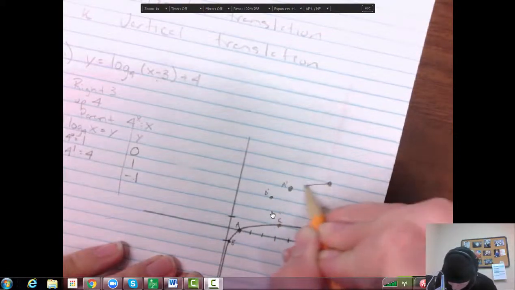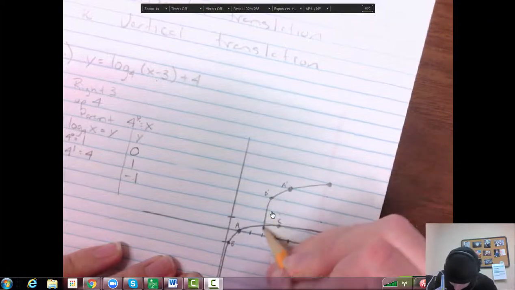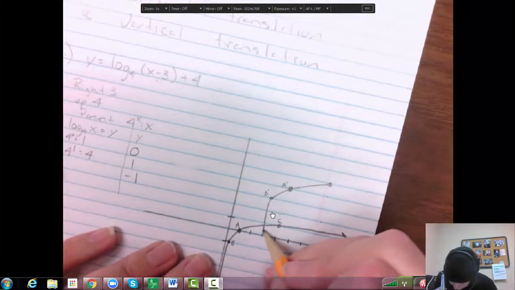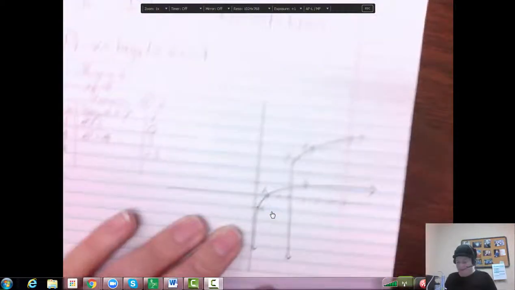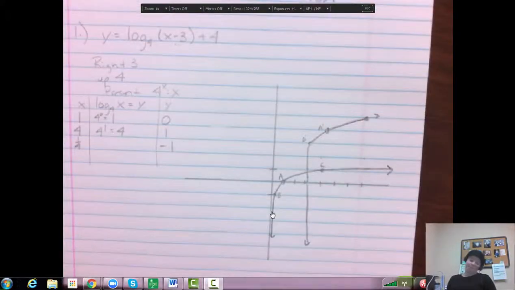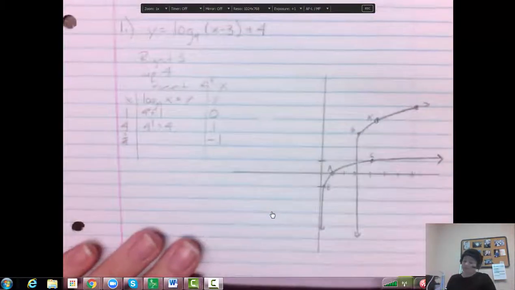Let's see if I can do this quite right. This one should not be touching the 3 mark. Okay, that wasn't the best, but that's okay. It's not the best drawing. That's all right. So we can see that it moved up, right? And we can see that it moved over. And that's the idea of using transformations.